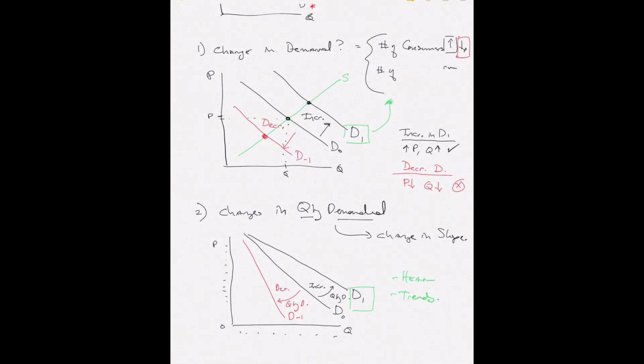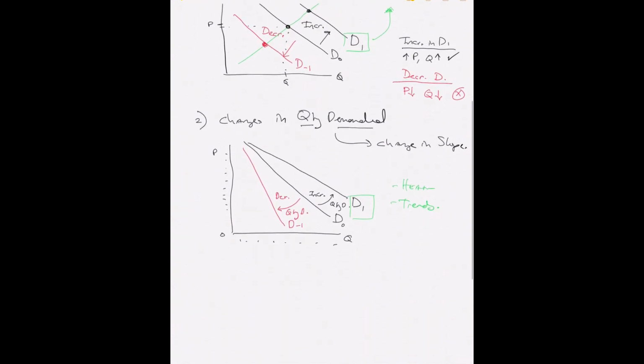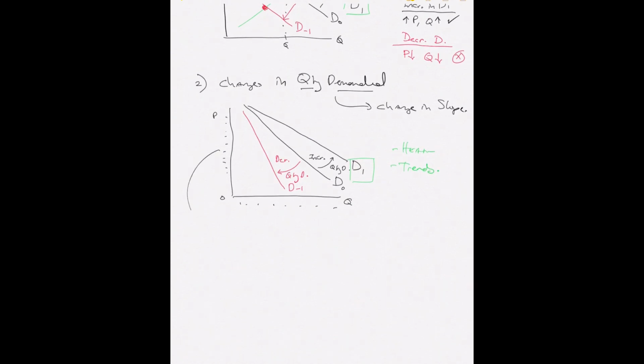What changes up here would be more about the number of consumers, and we also talked about the amount of money that they have to use, so budget. So there are things that can change the quantity demanded, and that's a different number. That's what we want to focus on.